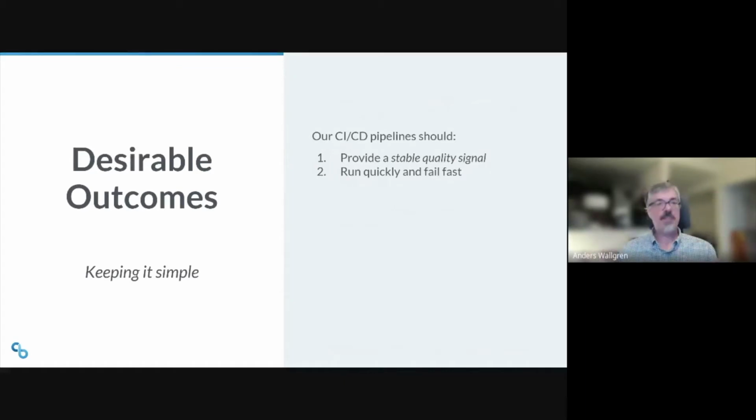So given that, just to keep it simple, I've picked two outcomes that we want to derive out of our thought experiment. The first one is that our CI/CD pipeline should provide a stable quality signal. As I'll talk about a little later, if we run our pipeline 10 times in a row with no changes, no code change, no environment change, nothing, we should get 10 identical outcomes. They should run in roughly the same amount of time, and we should have the identical result.